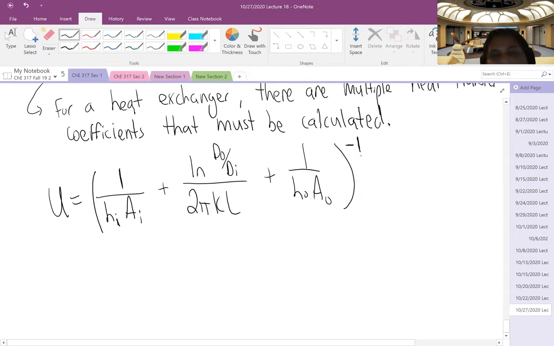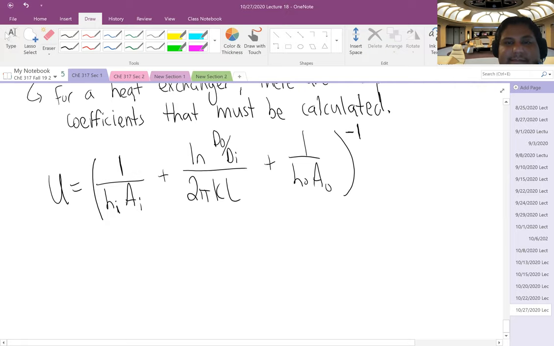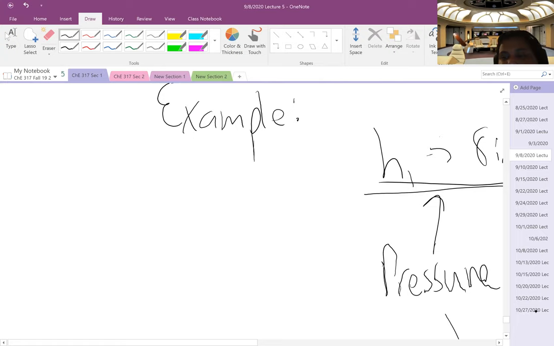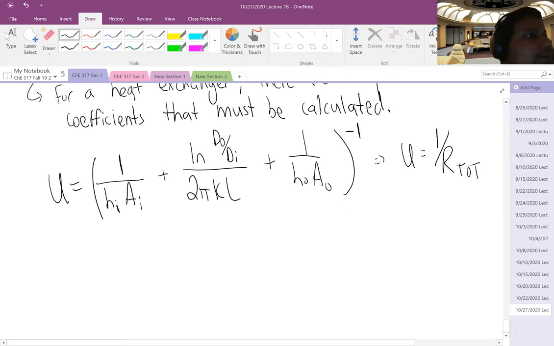to the negative 1. So what type of equation does this look like? Because you've seen terms that look like this before. It resembles resistance. It does resemble resistance, which means, if we're honest, U is simply just 1 over an R total of sorts. Now, if I'm really honest, it's really more related to 1 over R total, because it's just written in my notes.